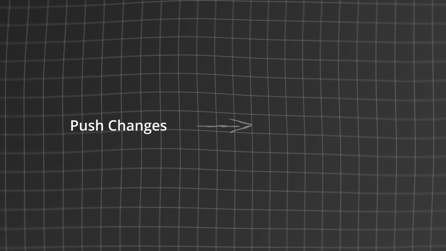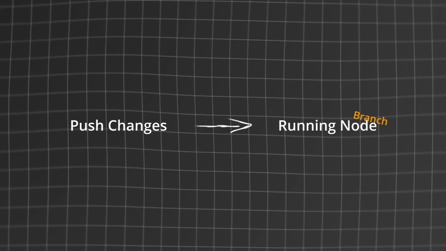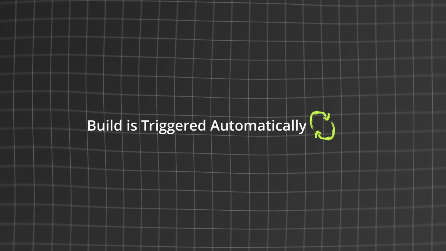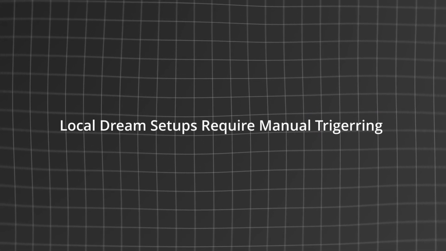Taubyte comes with a built-in CI/CD system. Anytime you push changes to the branch your nodes are running on, a build is triggered automatically. However, when running Dream locally, a manual trigger is required.